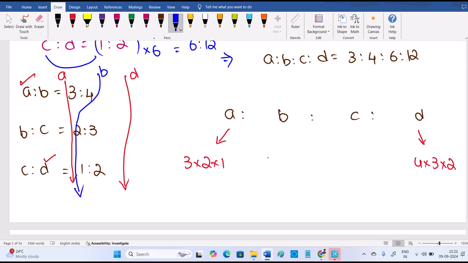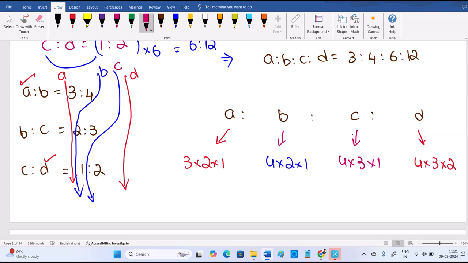One step right side is 4 into 2 into 1. One more step to the right side, that is nothing but called C. C is nothing but 4 into 3 into 1. One more step right side, D will come. Entire right will be there. See, we are going in a logical way, left side to right side.